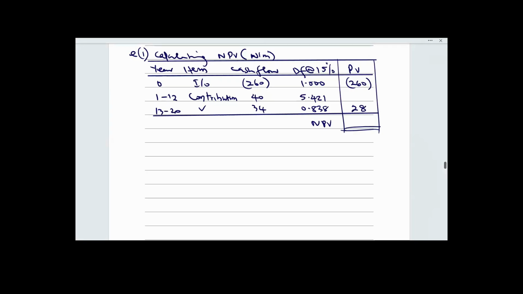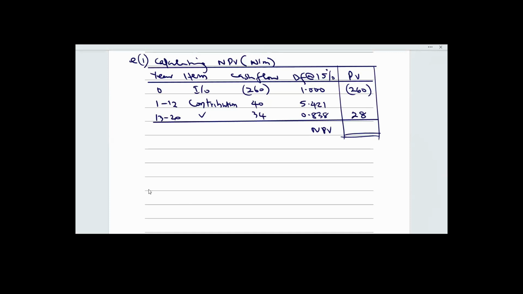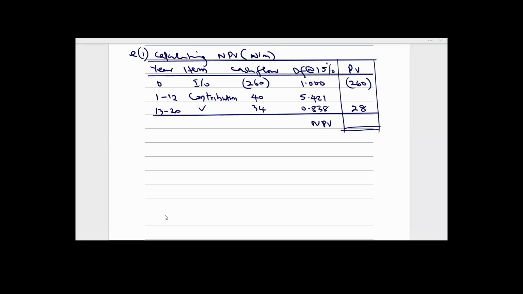Then 40 multiplied by 5.421. That's 216.84, so 217. So 217 plus 28, that's 245, minus 260, minus 15. Okay. So this is how to calculate NPV for this project.